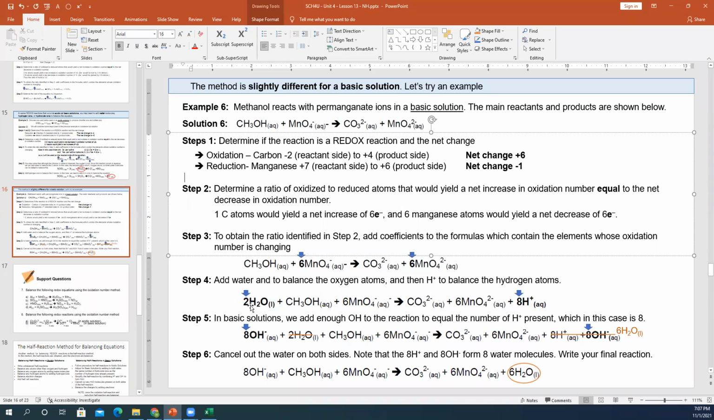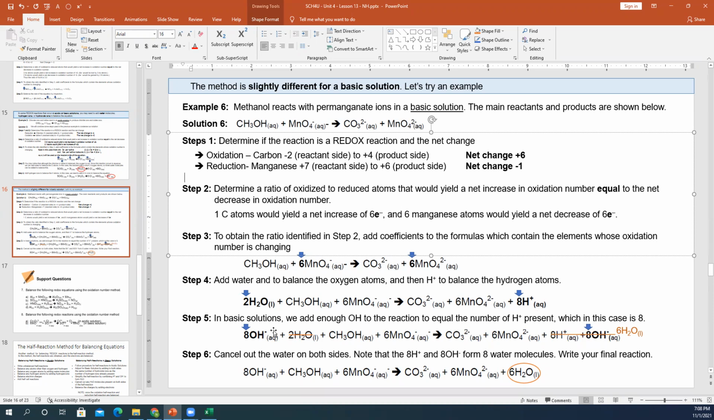And now, because we've added water, water doesn't just bring along the oxygen, it also brings along the hydrogens. So now we would have to add some protons to the other side to balance out the number of hydrogens. So we add the water, then we balance it out by adding hydrogen atoms. Then we say, well, this is in a basic solution, so we have to add enough OH molecules to the reaction to equal the number of protons that was present, which in this case was 8.